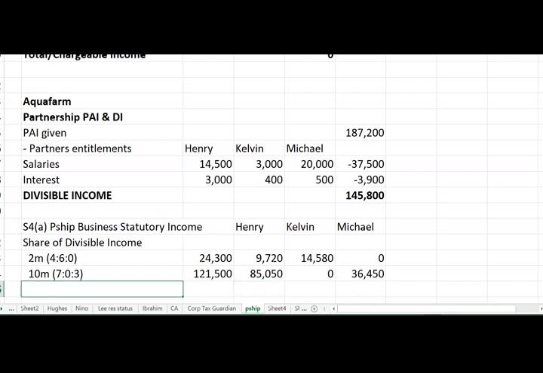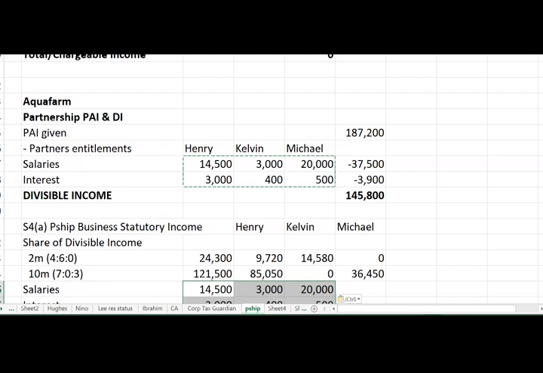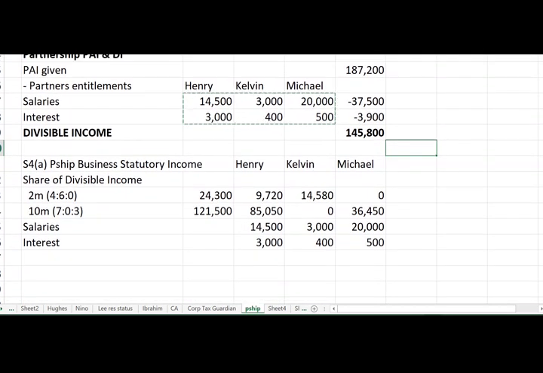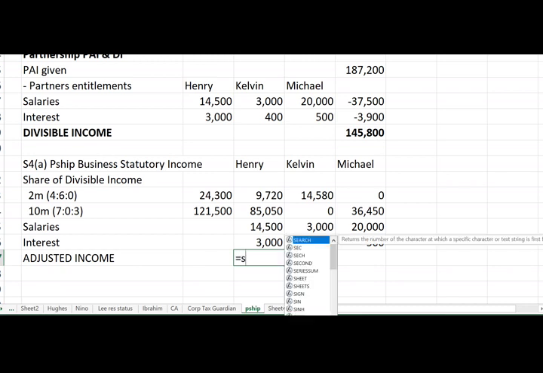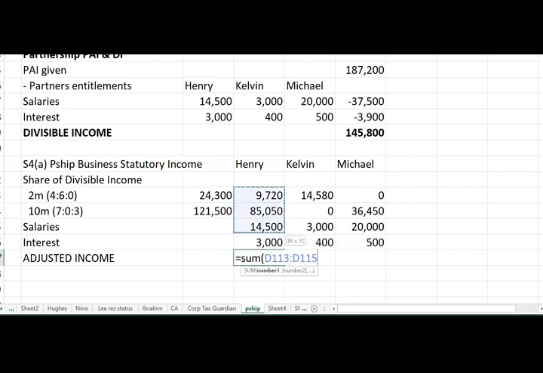Now then you have to bring in the entitlement, which you just copy down what you have on top. And these 3 figures, copy down. And we have the adjusted income. We'll just get a total of these 3 partners, that's the amount.